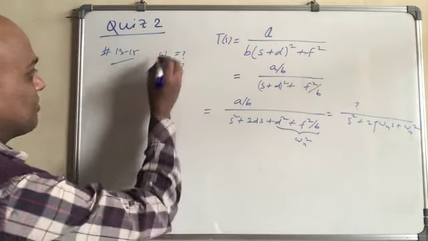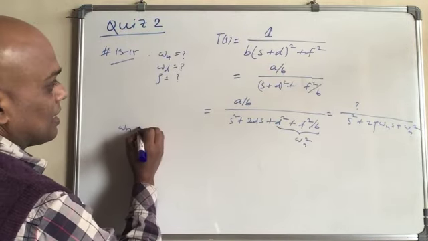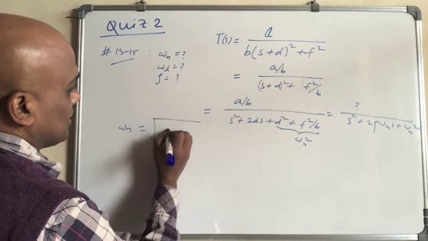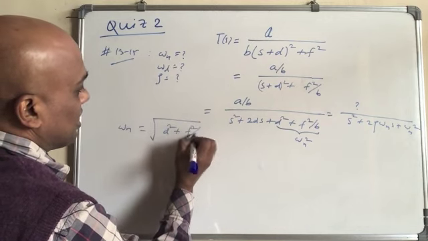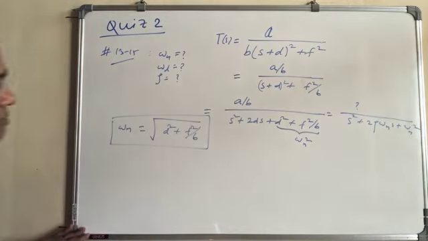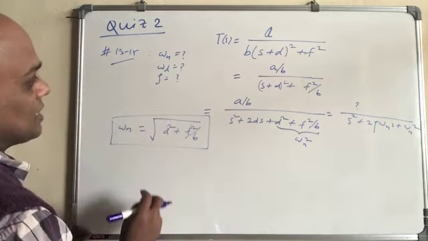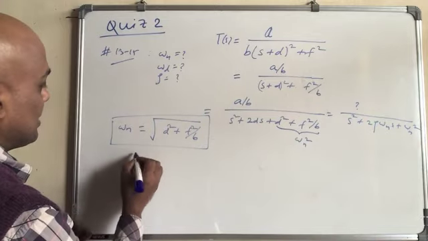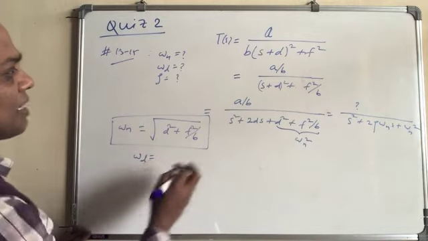So we get the first one, omega n is equal to root under d square plus f square over b, which will be the natural frequency, right? So second is omega d. Omega d we get directly from here.